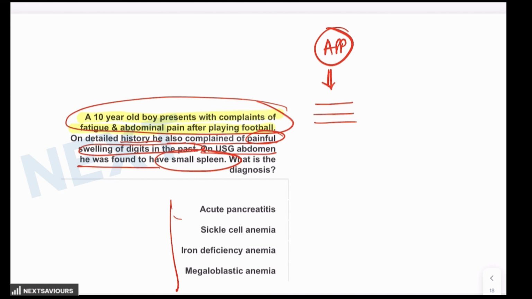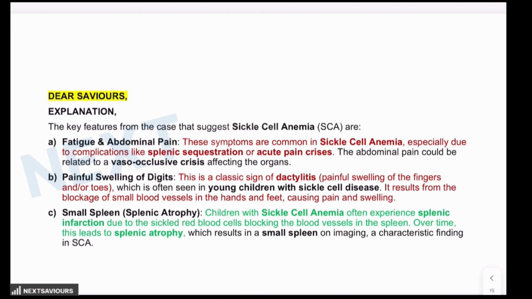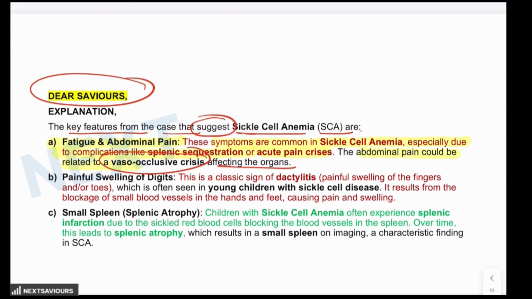So, whatever the answer you have marked, when you come to the explanation, this is how the explanation will look like. That, dear saviors, the key features from the case that suggest sickle cell anemia are the fatigue and abdominal pain. Now, what are the reasons for that? These symptoms are common in SCA, especially due to complications like splenic sequestration or acute pain crisis. The abdominal pain could be related to vaso-occlusive crisis, which is affecting the organs.